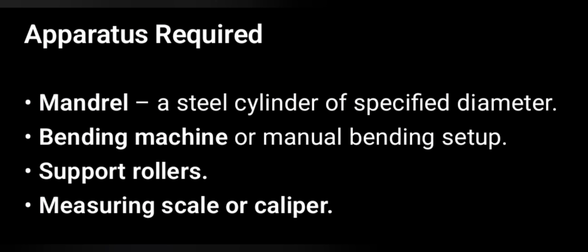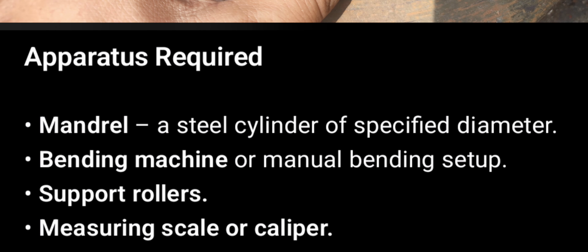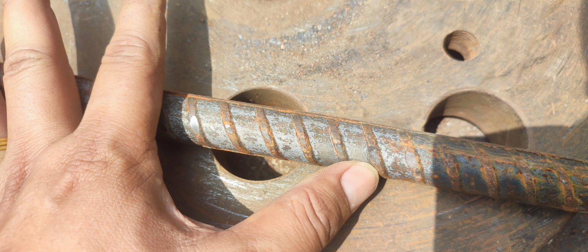Apparatus required: mandrel, a steel cylinder of specified diameter; bending machine or manual bending setup; support rollers; measuring scale or caliper. Test specimen: one sample bar is taken from each lot of the same size, grade, and heat number. The sample should be at least 150 millimeters long and clean, free from rust, oil, or grease.